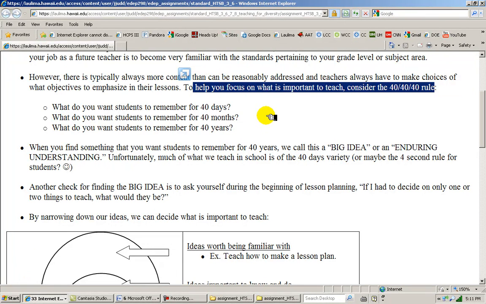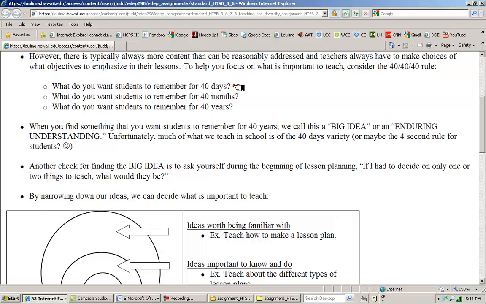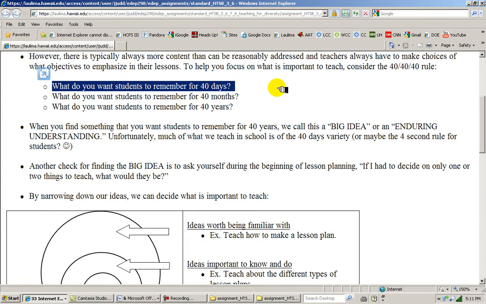So usually I'll have folks write down everything that they want or think is important for their students to know, and then I'll narrow that list down by having them cut it in half, and then I'll ask them to choose one thing. The thinking behind that is that when we have everything that we want them to know, they would remember it for the length of our class or that unit, for about 40 days, and then they would forget about it.